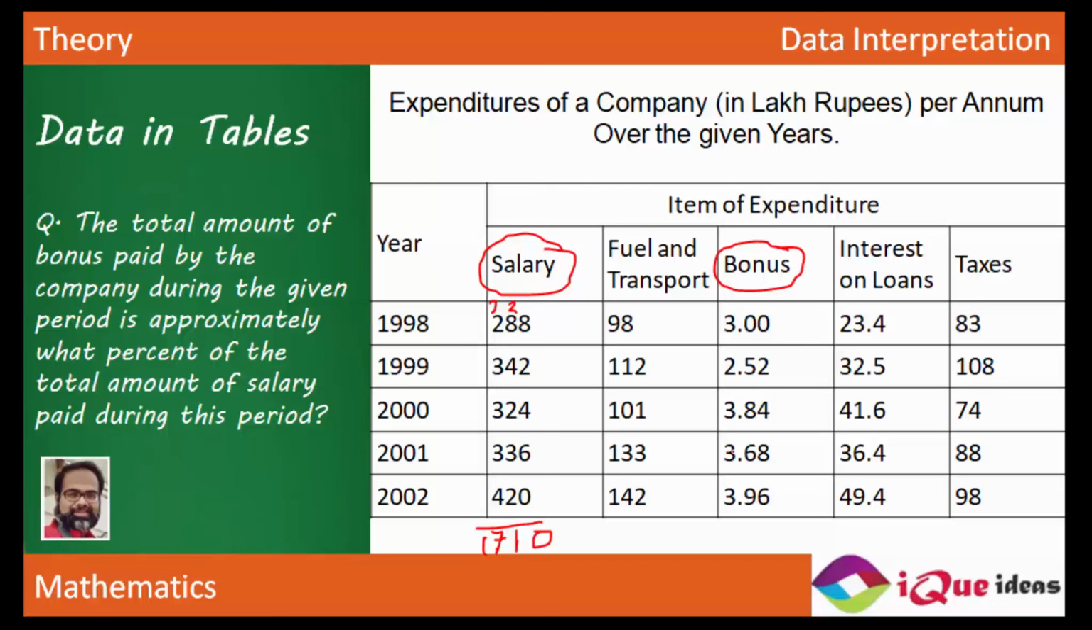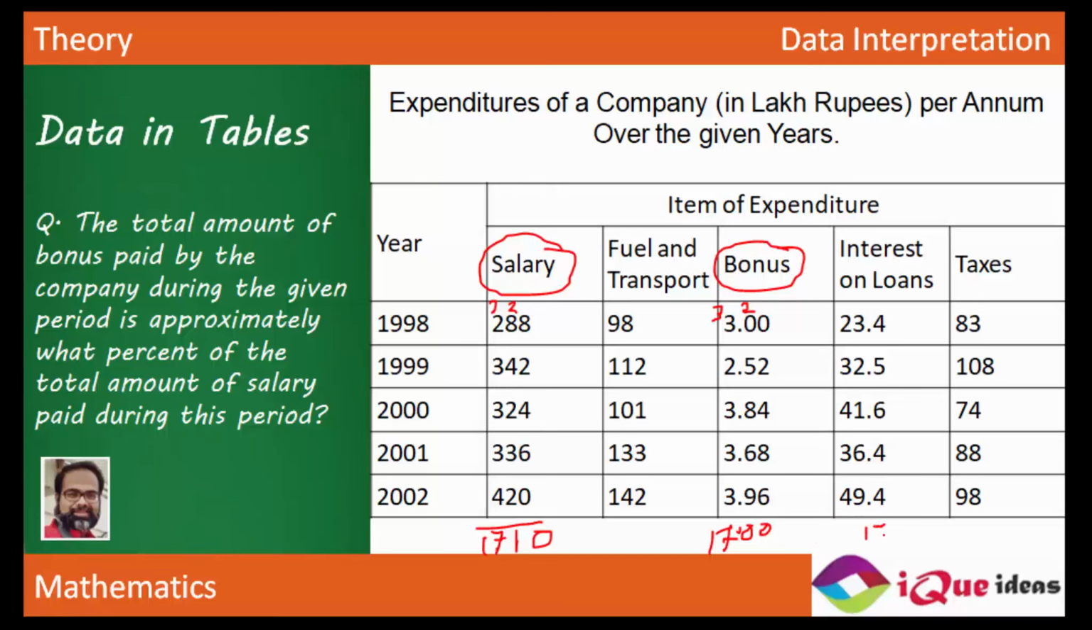Similarly, the bonuses which have been paid: 2 plus 4, 6, 6 plus 8, 14, 14 plus 6, 20. So 0, 2 carry forwarded, 2 plus 5, 7, 7 plus 8, 15, plus 6, 21, plus 9, 30. So 0, 3 carry forwarded, 3 plus 3, 6, 7, 8, 9, 10, 11, 12, 13, 14, 15, 16, 17. So I get 17. So 17 is what percentage of 1710?